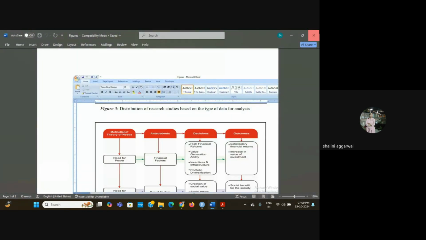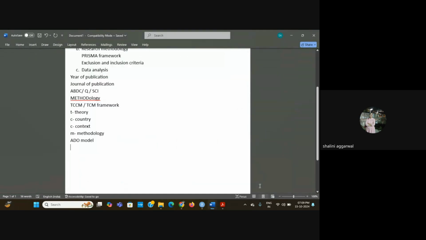Let me close the extra files. So now the next important part when you are writing an SLR is the discussion section. Let me write first the implications of the study, and last will be the conclusion. These are the various parts of an SLR paper. In the discussion, we will be writing the summary of your data analysis part.